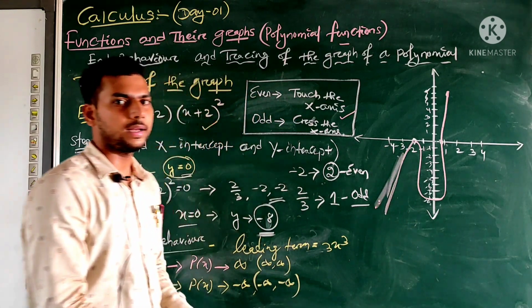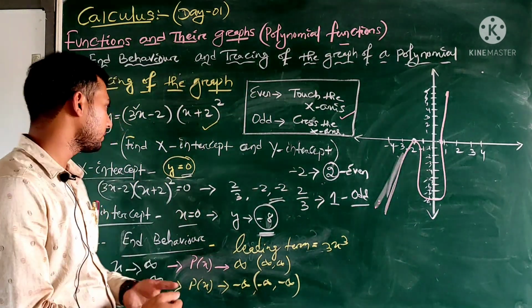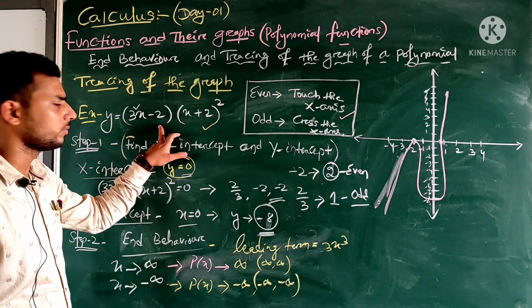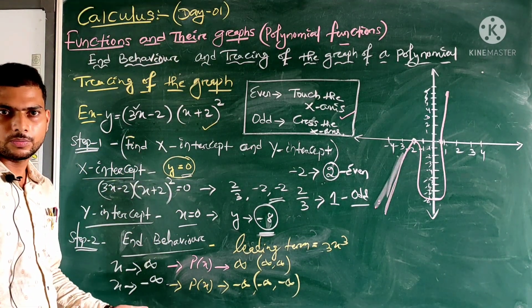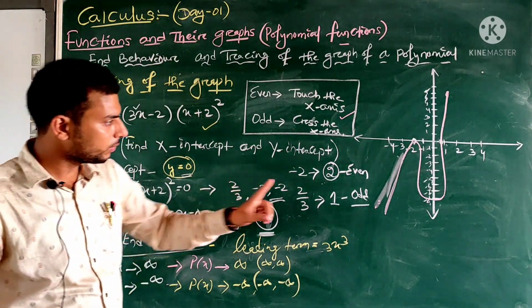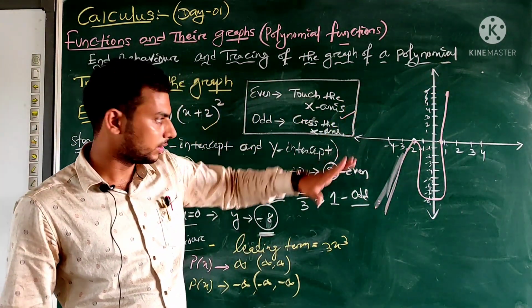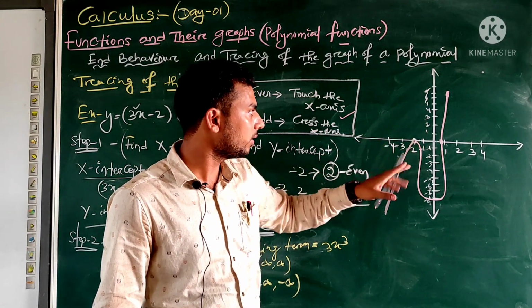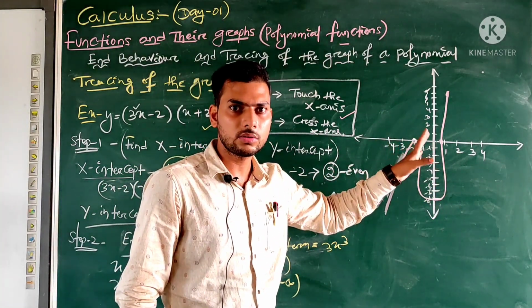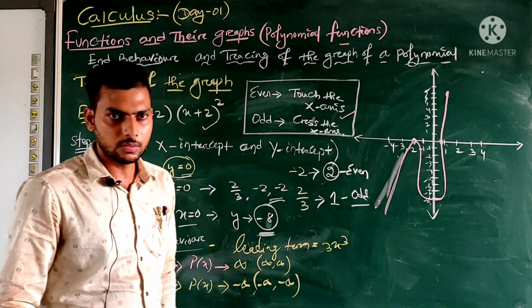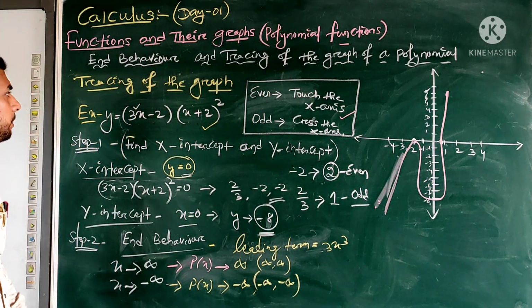While questions are asked on this, what type of questions are asked? Which of the following is the graph for this polynomial? There will be 4 options you have to identify. You have to check only these things, along with the end behavior. Is it starting from this one and ending at this one? Then it will be wrong. Okay, so this much for today.